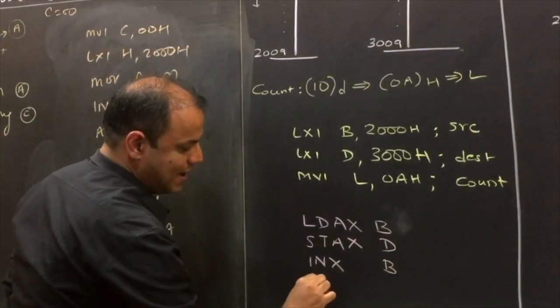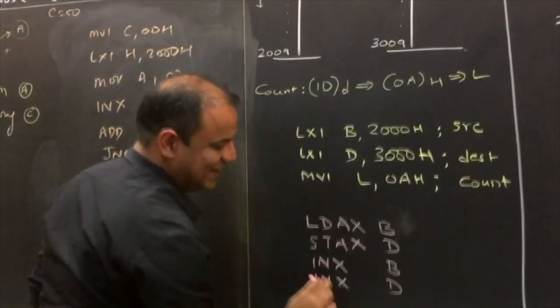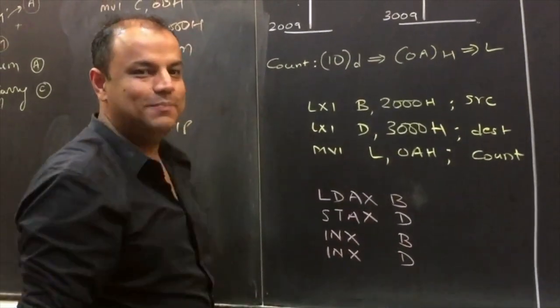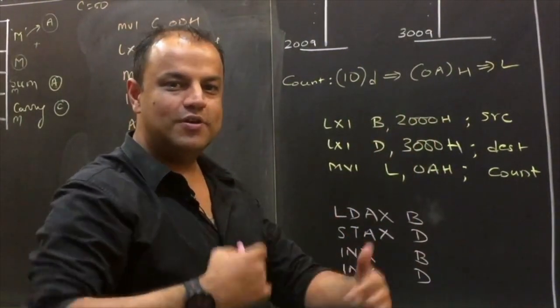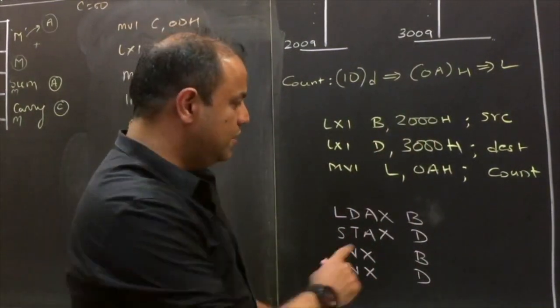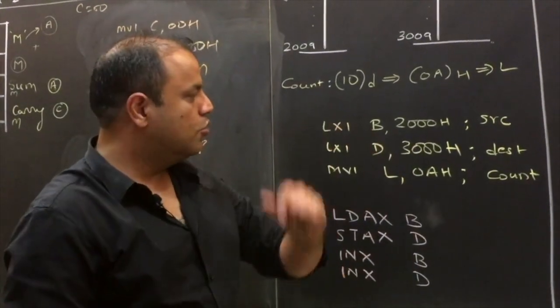INX D. Increment BC pair, increment DE pair. Please tell me, did you understand? So BC pair is 2001, DE pair is 3001. Now you're ready to do the next iteration. All you need to do is put this procedure in a loop. Who has the count? L.